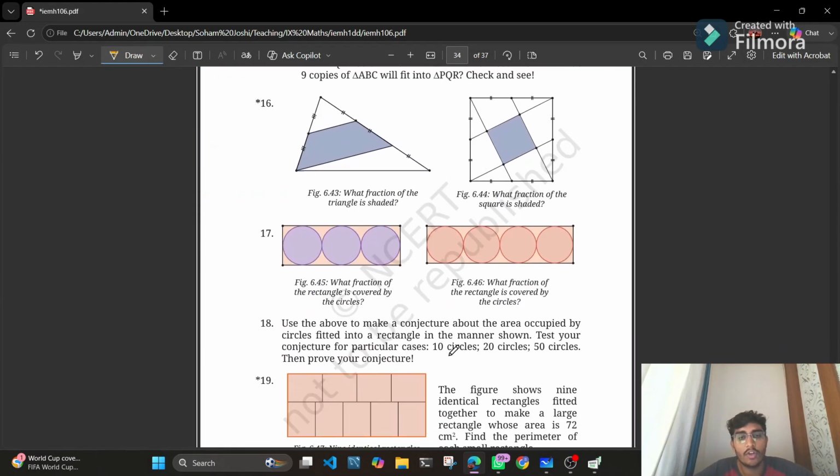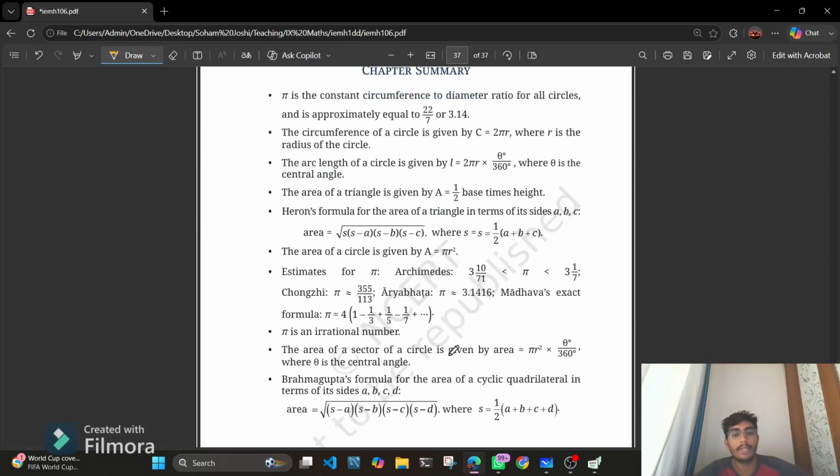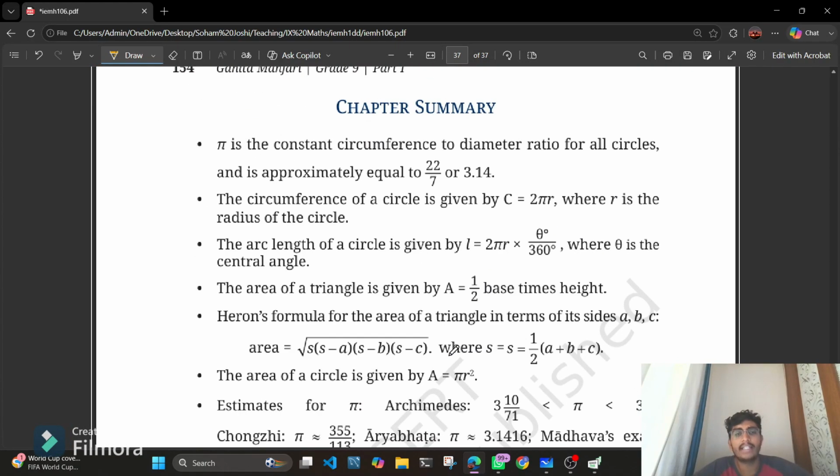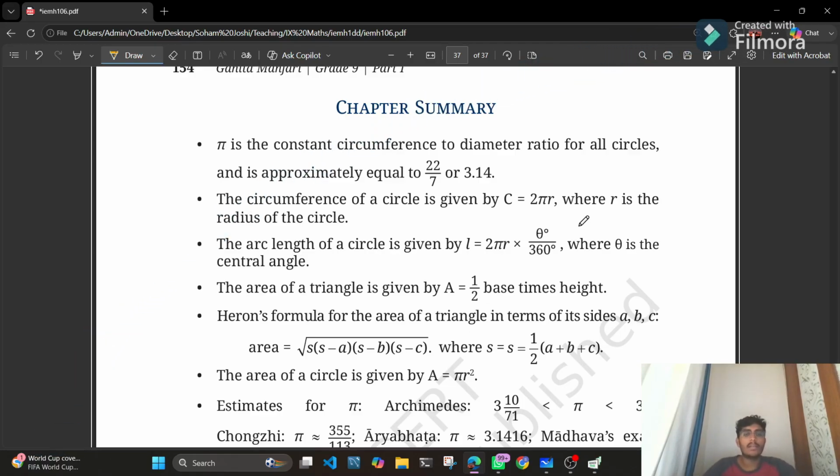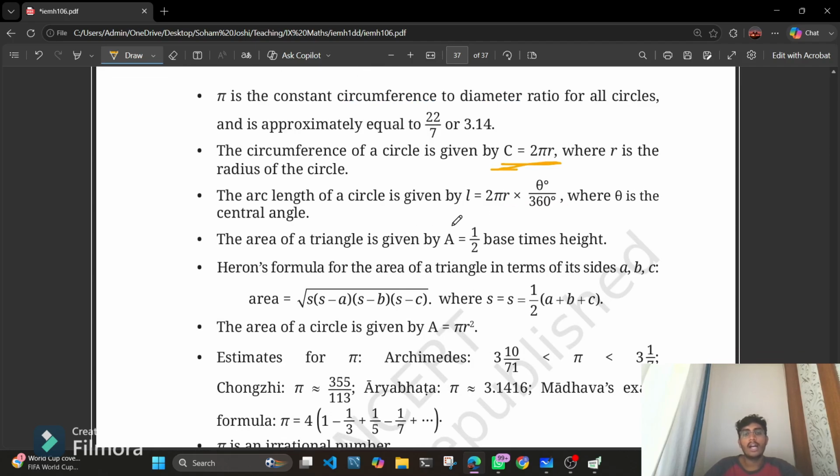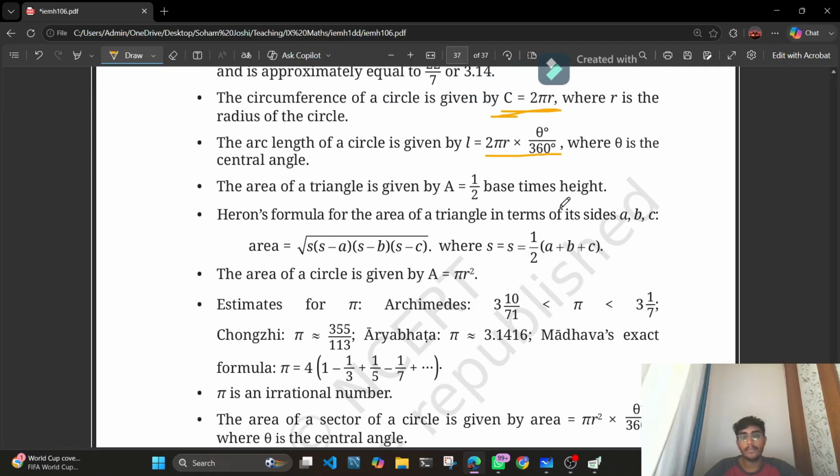We'll just quickly summarize what we have learned in today's video and this chapter. Firstly, we saw that the value of pi is constant, that is the circumference to diameter ratio for all circles, and it is approximately 22/7 or 3.14. Then the circumference of circle is given as c is equal to 2 pi r, where r is the radius of circle. Arc length is given as 2 pi r into theta degree upon 360 degree.